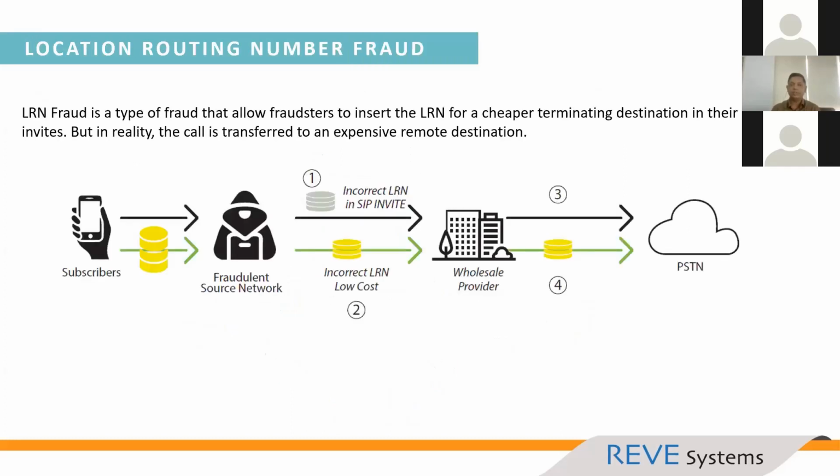Next part is location routing number fraud. That is also known as LRN fraud. That is, when the origination is sending the call to your switch, it's exposing a different LRN number for your destination, but the destination does not have that LRN. It shares a cheaper LRN number, a cheaper cost destination LRN number, but the destination actually has a higher cost LRN. So this way you are losing the revenue. You are charging low cost for the destination, but you have to pay higher to your termination. This is how the LRN fraud is happening.